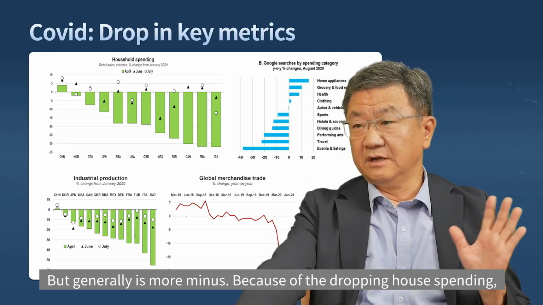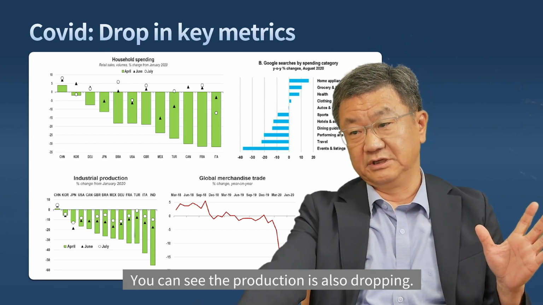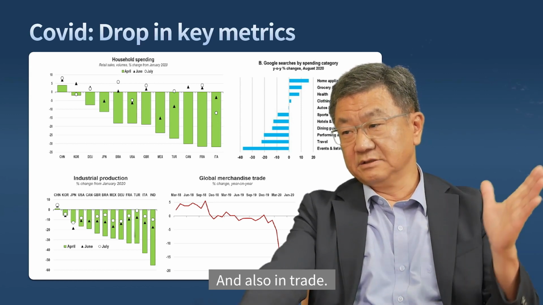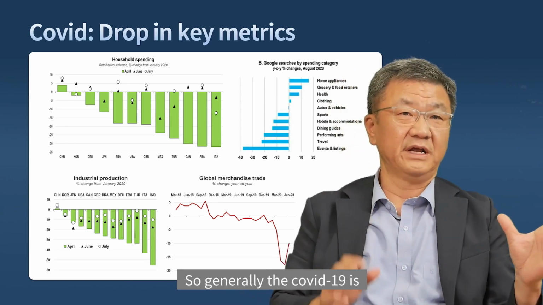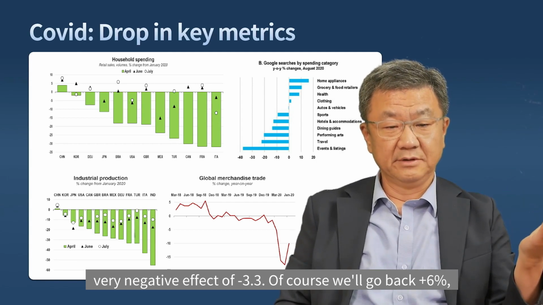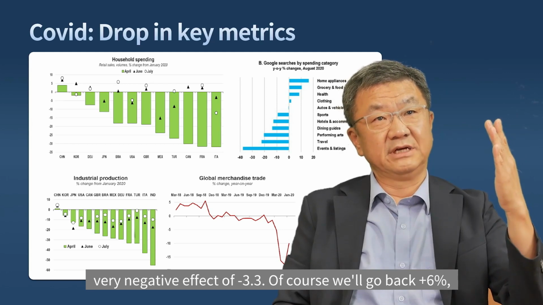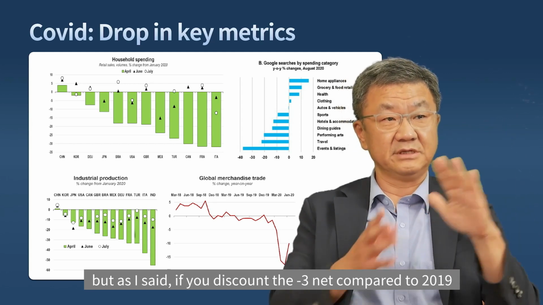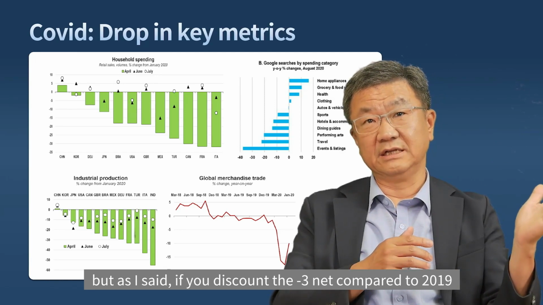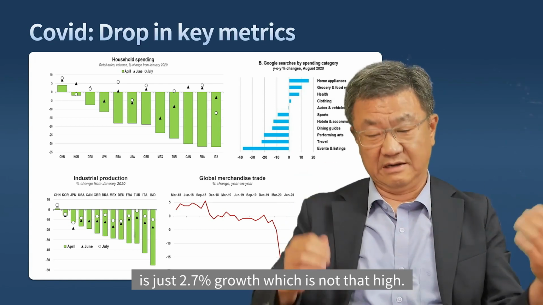Because of the drop in household spending, there's also a drop in industrial production. You can see that production is also dropping, and also in trade. So generally COVID has a very negative effect of minus 3.3. Of course we will go back plus 6%, but as I said, if you discount the minus 3, net compared to 2019 is just 2.7% growth, which is not that high.